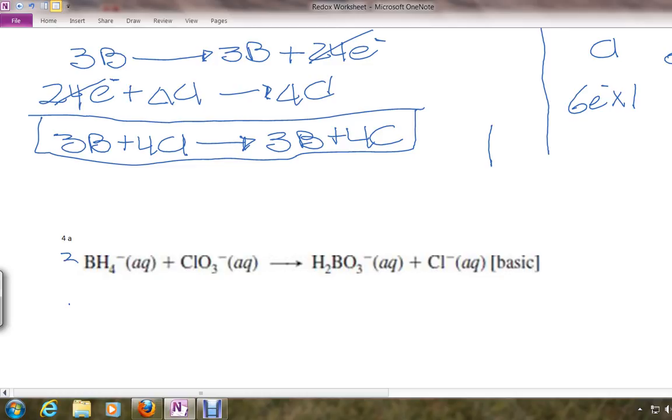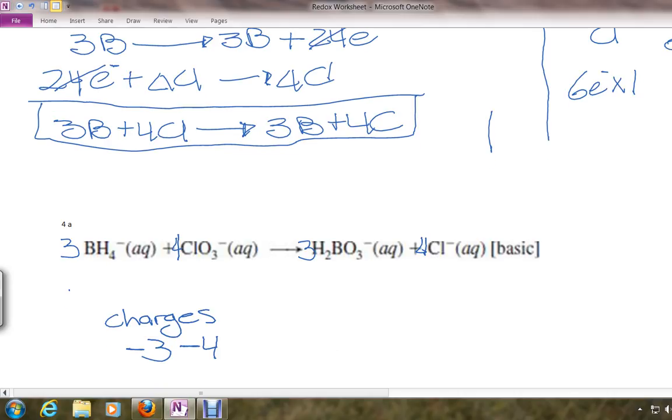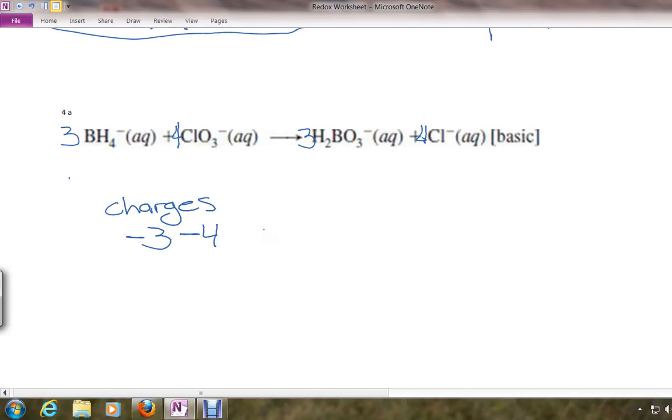Okay, yes, 3 boron plus 4 Cl gives 3 boron plus 4 Cl. Now let's go ahead and balance the charges. On the left side we got minus 3. Remember, I'm multiplying the coefficient by the charge. Minus 4 is minus 7. On the right side we got minus 3, minus 4, minus 7. So it's balanced.